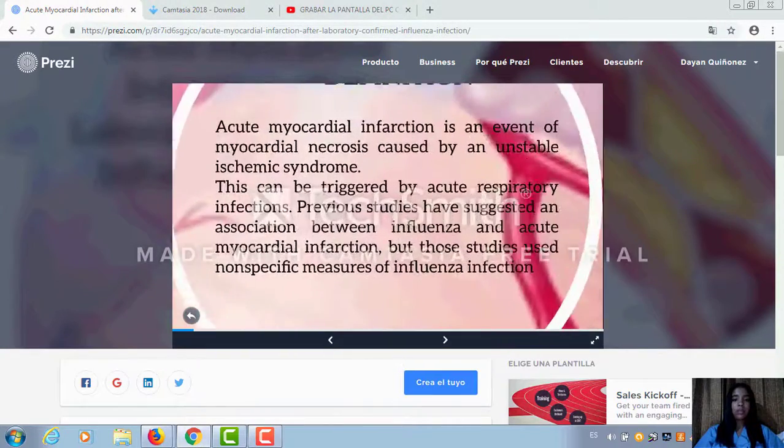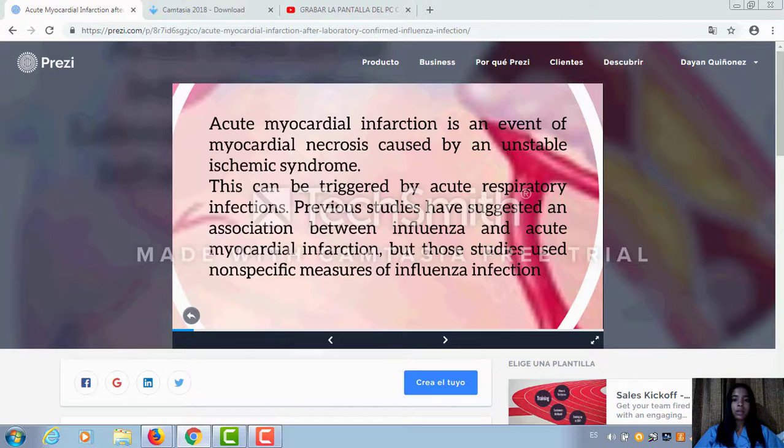Definition. Acute myocardial infarction is an event of myocardial necrosis caused by an unstable ischemic syndrome. This can be triggered by acute respiratory infections. Previous studies have suggested an association between influenza and acute myocardial infarction, but those studies use non-specific measures of influenza infection.